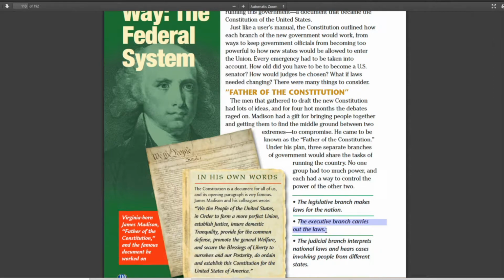The executive then carries out the laws. They execute the laws. Think in sports, a coach tells them, this is what we've been doing in practice. I want you to run this play, and then it's up to the players to go out onto the field and execute that play. And that's what the executive branch does. So if the legislature says, okay, we want to build a bridge over here, and they put it into law, then it's up to the executive branch to go ahead and build that bridge. The legislature basically sets the order, and then the executive carries it out.